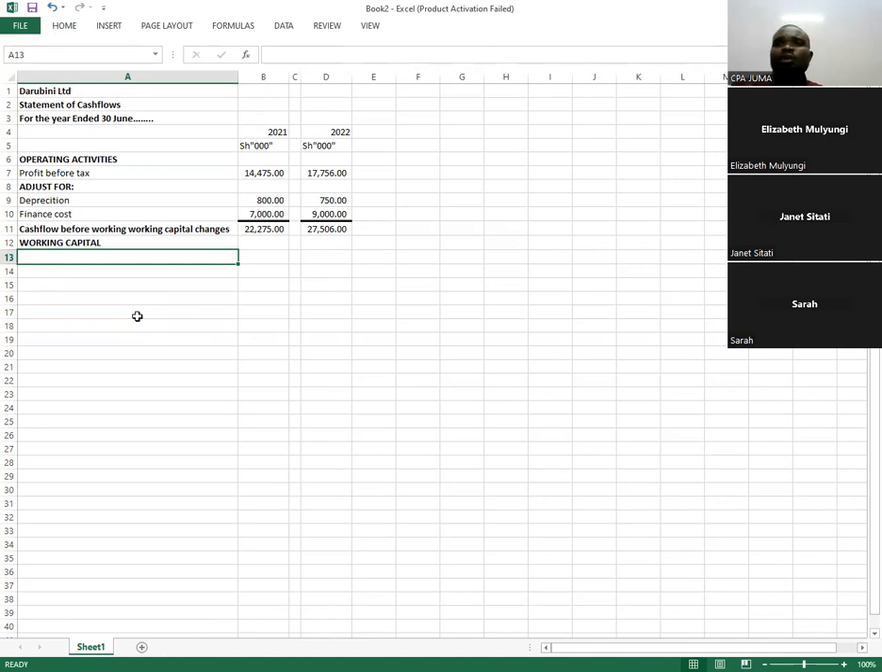So when you go to working capital, those are what you generate daily and what you pay daily. Mostly, there are these three: inventory, receivables, and payables. When you are talking of working capital, those are what we are talking about. And what are you checking? You are checking increase or decrease. That is what you're supposed to check.